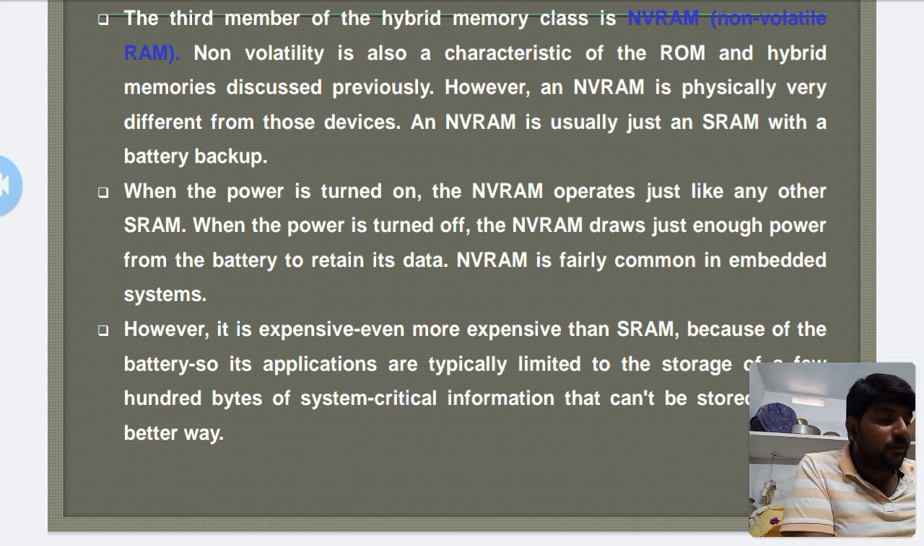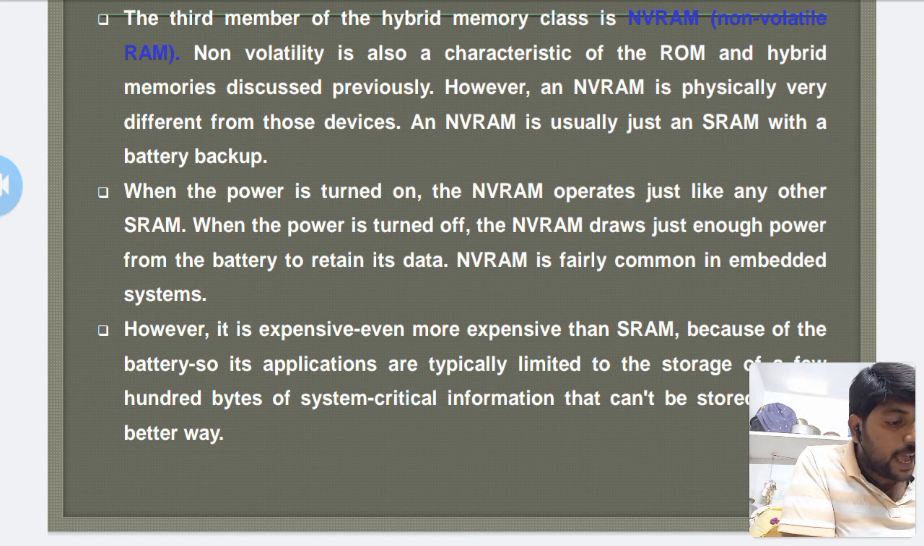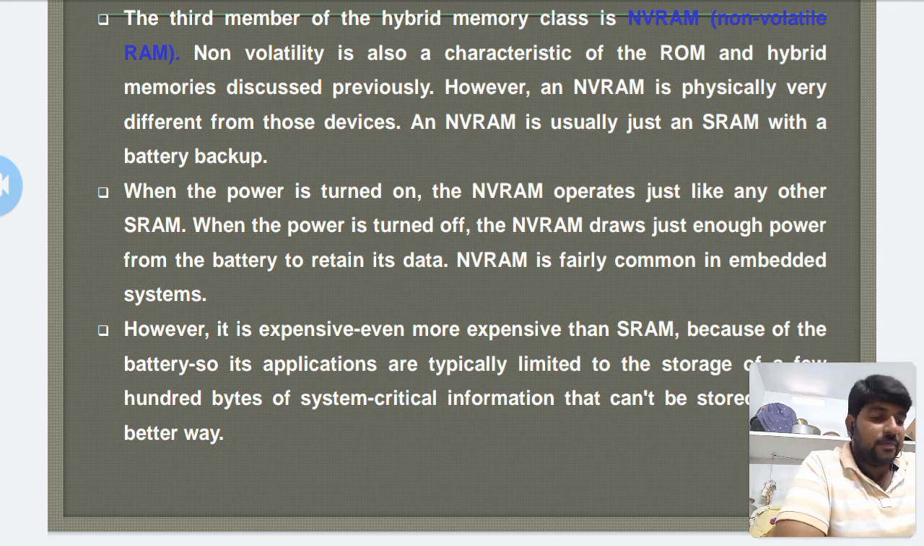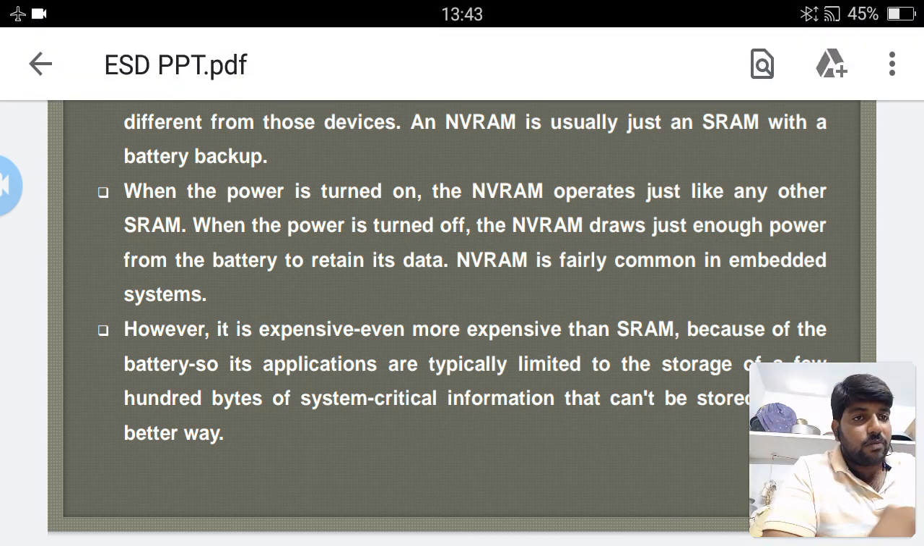The lifespan of NVRAM is expected to be around 10 years. The DS1644 is an example of a 32 KB NVRAM. This is about the types of ROMs in memory.